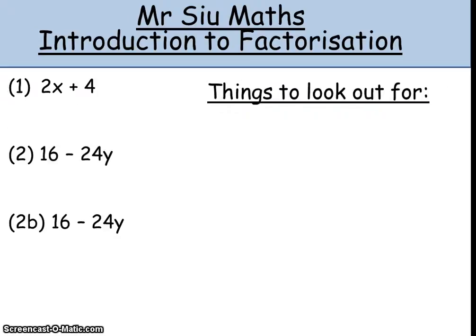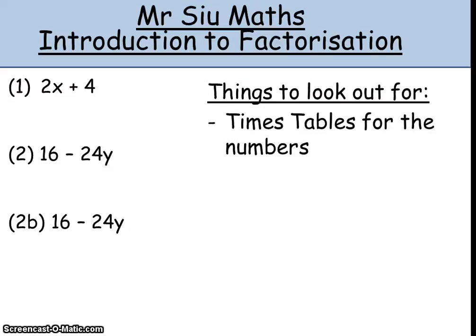So we have the very first question, 2x plus 4, and we look out for times tables for the numbers. Between 2 and 4, we know that both of them belong to the 2 times table. So when we do factorization, we put them outside the bracket. We have here the 2 that we said on the times tables, and we have a bracket here.